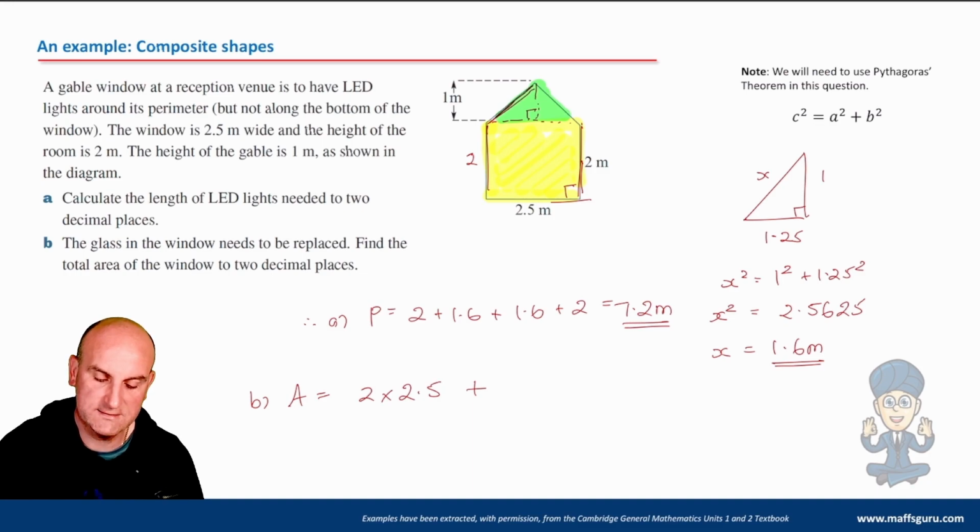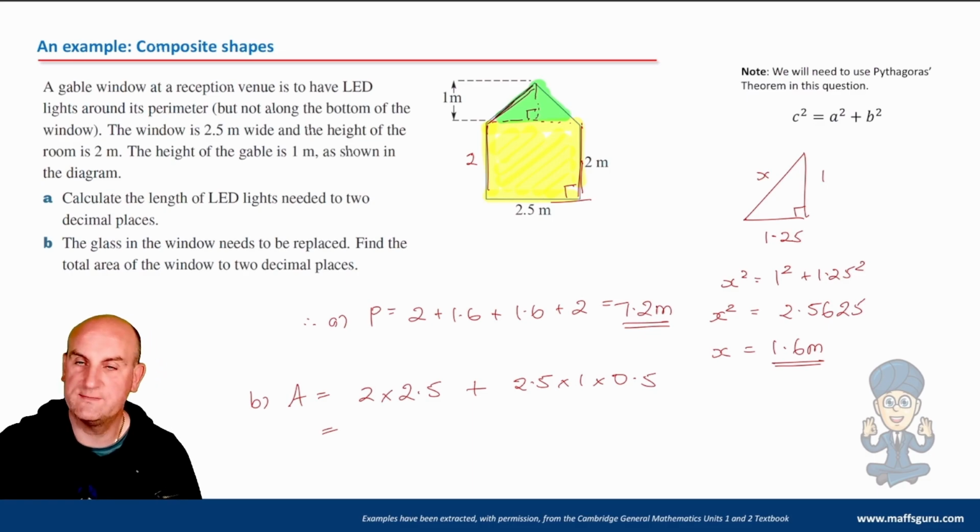Well, we know it's base times height and halve it. Now we know the base length is 2.5. So I'm going to do 2.5 times its height of 1 times 0.5. And there we go. So putting that into my calculator.